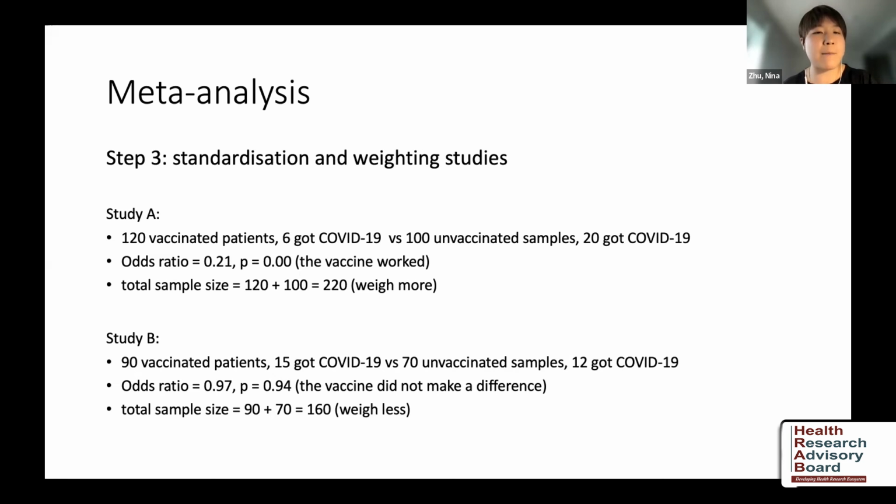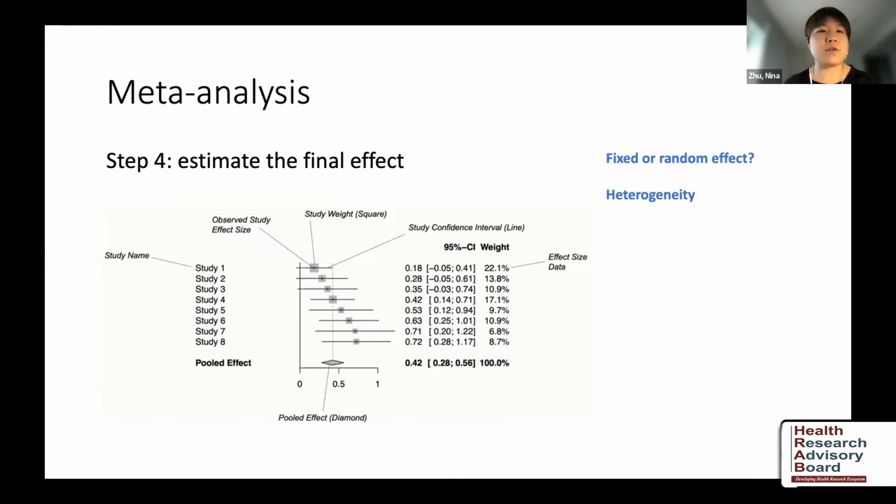So if I compare these two, I'm almost confident to say that if I combine the results together, the vaccine actually worked, because the study that weighs more has a conclusion that shows statistical significance and a lower odds ratio for vaccinated patients. So normally you will use some model to add them. Now it's time to build a model to estimate the final effect.